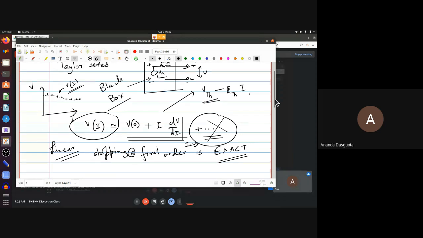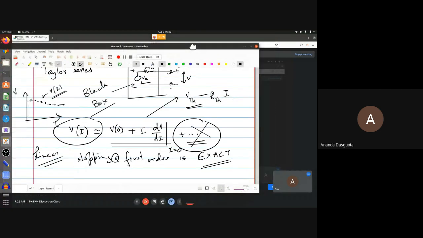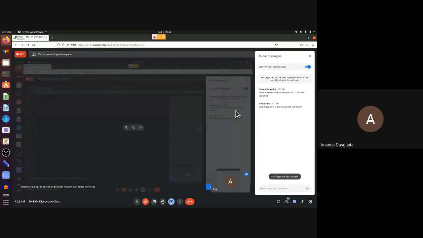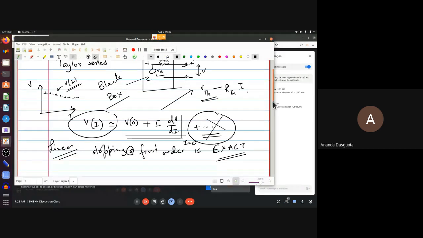Is that enough of an explanation for this? Yes, sir. Okay, so there are a few questions I can see. Soham has asked a question about Norden's method. Arikta Shah has asked why max power is delivered when RS equals R Thevenin. So let's answer the second question first, simply because it pertains to the Thevenin theorem.